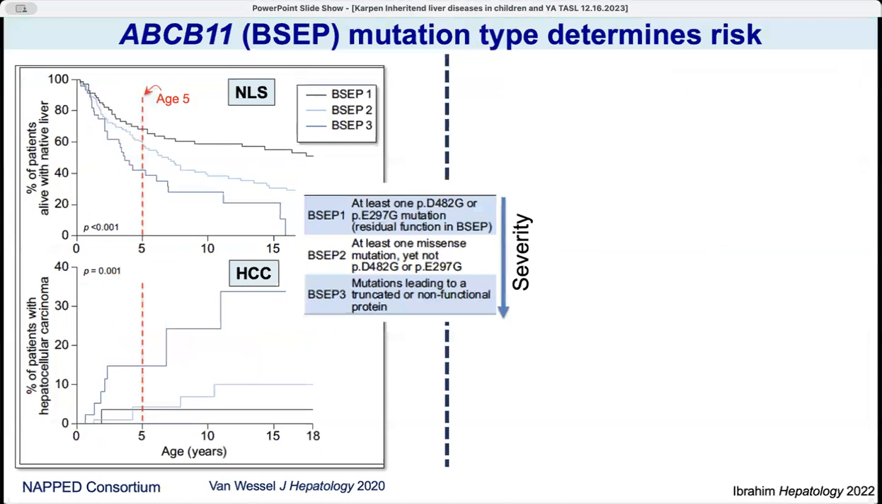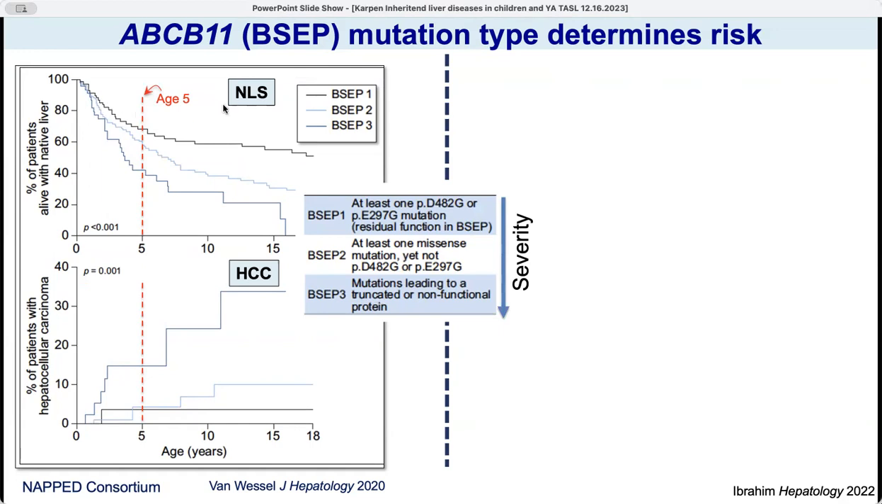So I said that there are risks associated with variants, and this is a nice paper from the NAPPED Consortium, which is a consortium of PFIC 1 and 2 patients, including the ABCB11 gene here. And these variants were categorized in 3 different ways. 1, mild; 2, not so mild; and 3, just like that patient I showed you before, mutations that lead to a truncated or non-functional protein. So knowing the consequences is important.